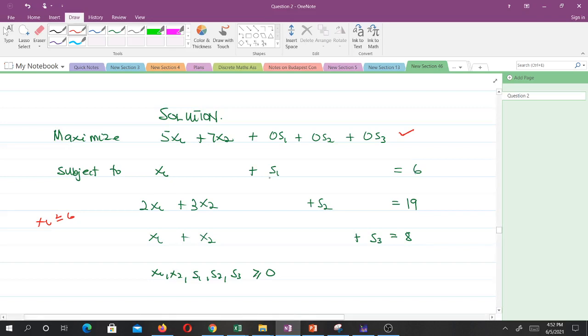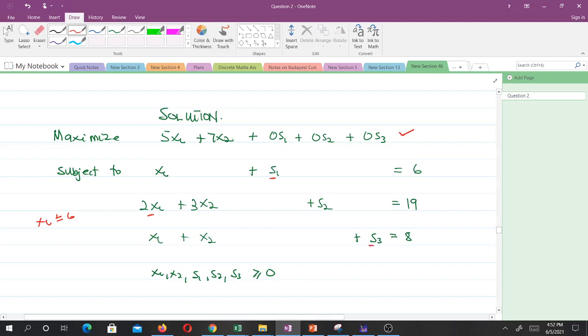So now we have x1 plus s1 equals 6. Then the second constraint will be 2x1 plus 3x2, and you know that it doesn't have x1, so that's the reason why we came to where there is s2 to write plus s2 equals 19. Note that the format is very, very important. You don't have to write it anyhow. And the third one is going to be x1 plus x2 plus x3 equals 8.